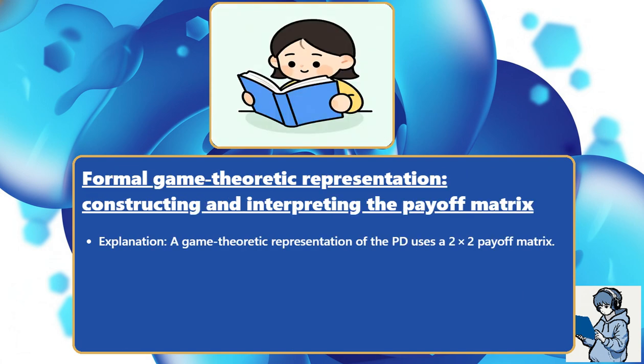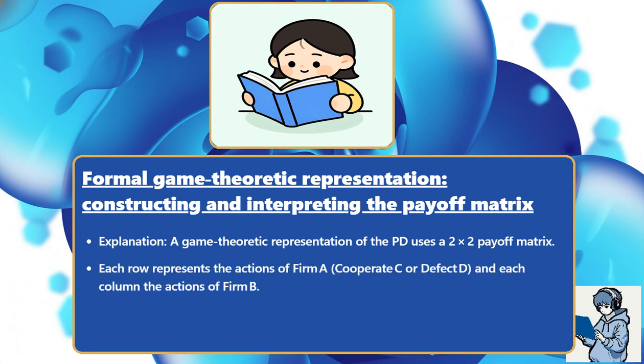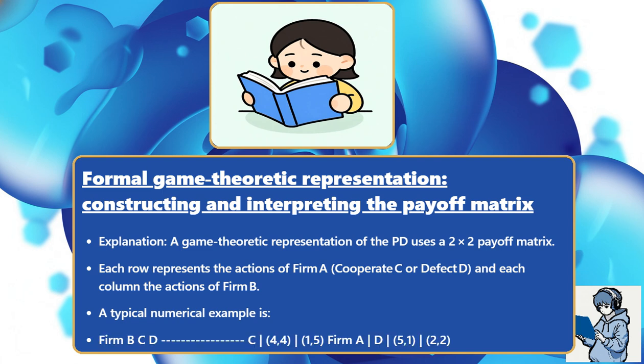Explanation: a game-theoretic representation of the PD uses a 2x2 payoff matrix. Each row represents the actions of firm A, cooperate, C, or defect, D, and each column the actions of firm B. A typical numerical example is: the payoff matrix is as follows.